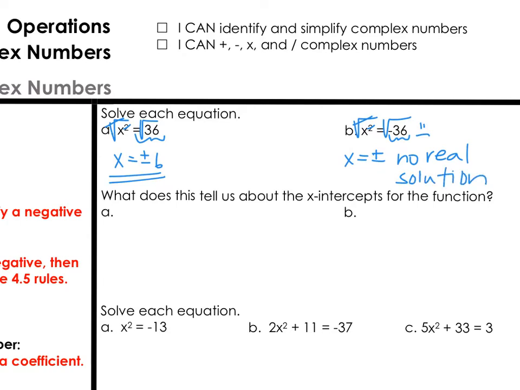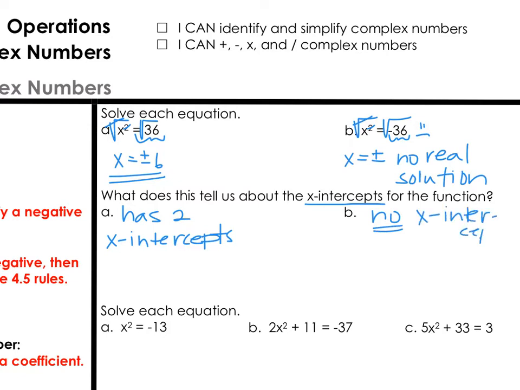So then what does this tell us about our x-intercepts for the function? If we were to sketch the graph for example A, our answer was x equals plus or minus 6. That means the function has two x-intercepts. So those would be our p and our q if we were graphing. But on the right, if it says no real solution, that means that quadratic function has no x-intercepts. It's still a parabola, and we could still graph it. It just wouldn't cross the x-axis.